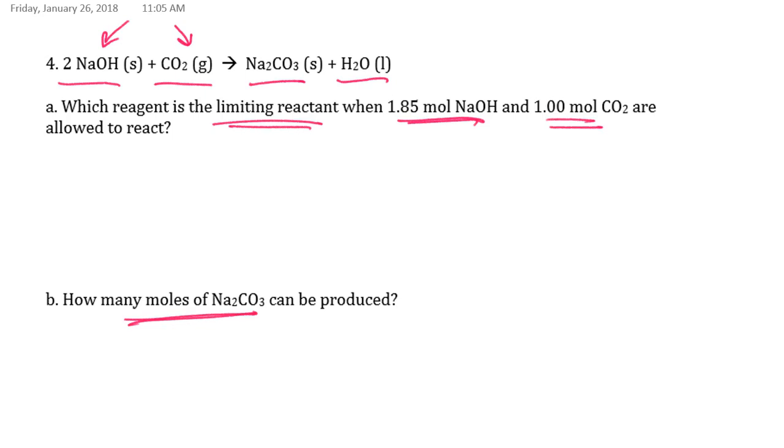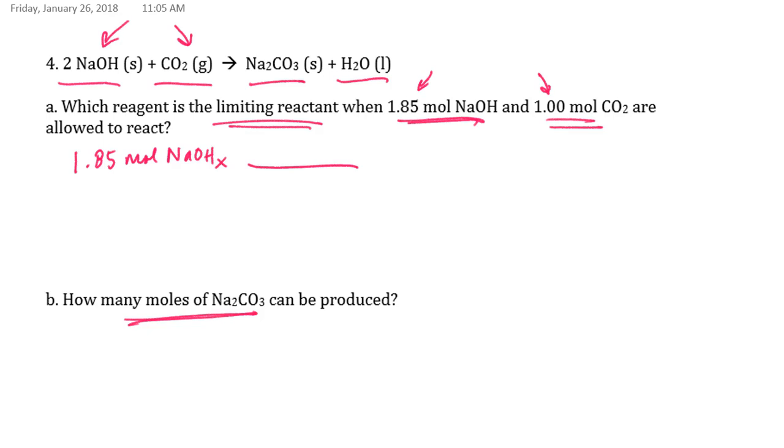Now, probably the most straightforward way to figure out which of these 2 reactants is the limiting reactant is to calculate how much product I'm going to get with each of these amounts and see which amount of product is less, because the reagent that gives me the least product would then be my limiting reactant. So let's go ahead and do that. And I'm going to start with the 1.85 moles of the sodium hydroxide.